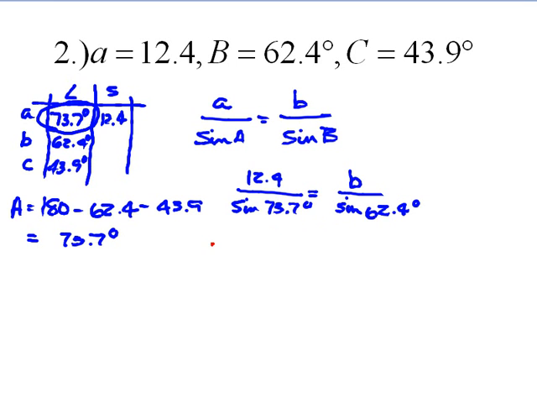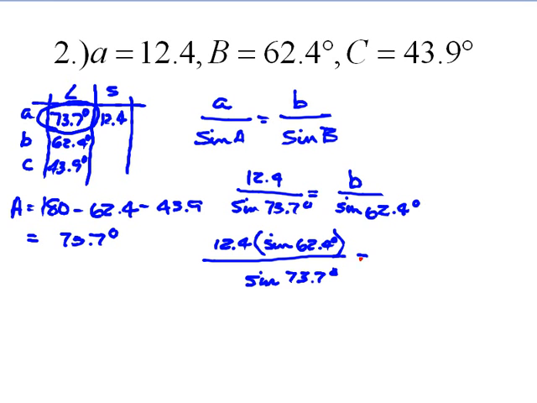Okay, if you do a little algebra, you'll end up with, I'll write it out this time for you, 12.4 times the sine of 62.4 divided by the sine of 73.7, and that should equal the side B. I think after you do the math, you'll find that B equals 11.45. So we're going to put that in here, 11.45.